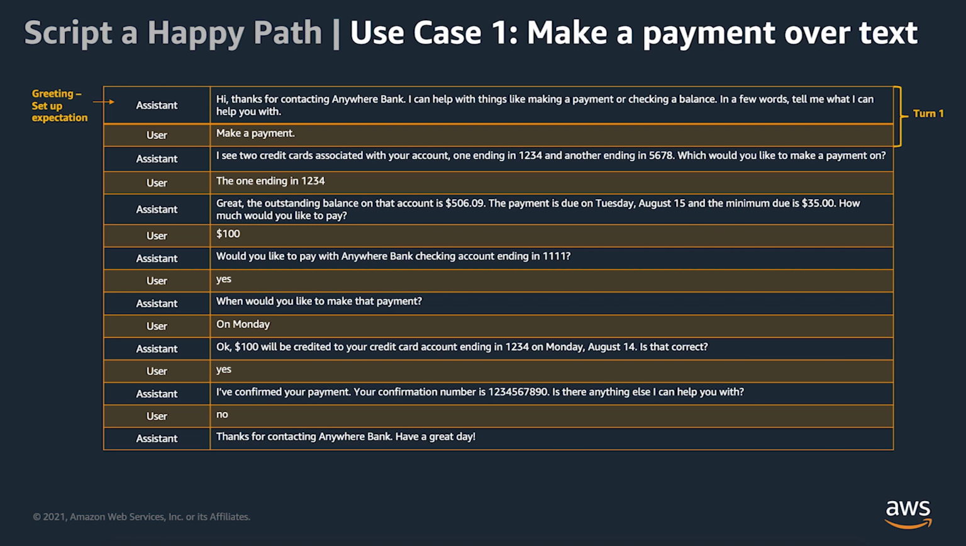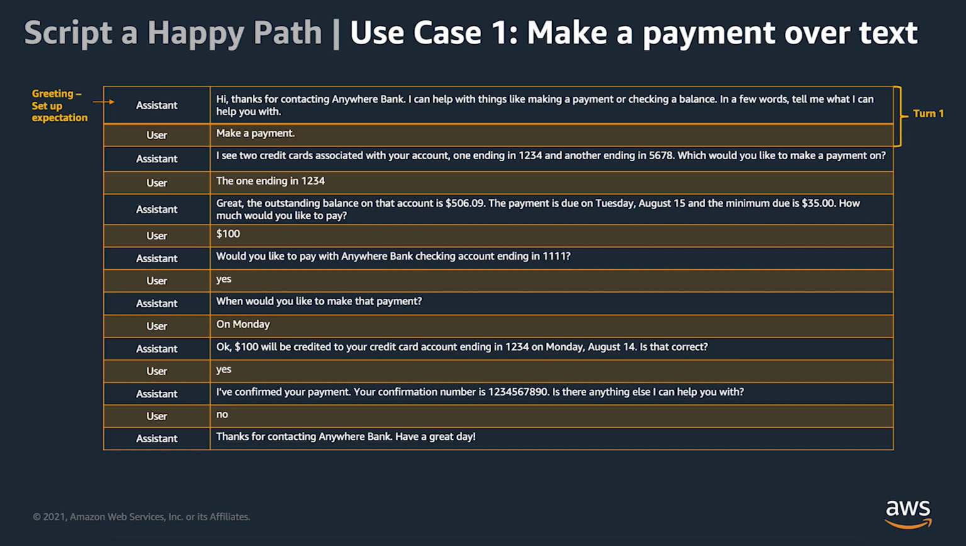And then what would the user say? User says, I want to make a payment. In this example, we have, I see 2 credit cards associated with your account, one ending in 1234 and another ending in 5678. Which one would you like to make a payment on? So it's pulling the information about this user and offering it up right up front. So then what would the user say? The one ending in 1234.